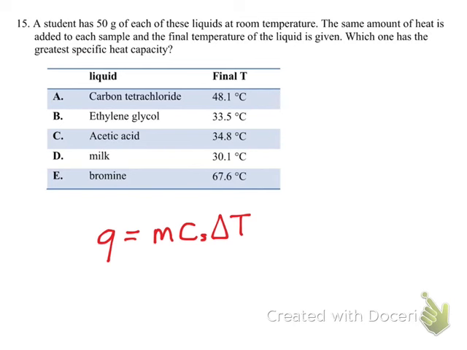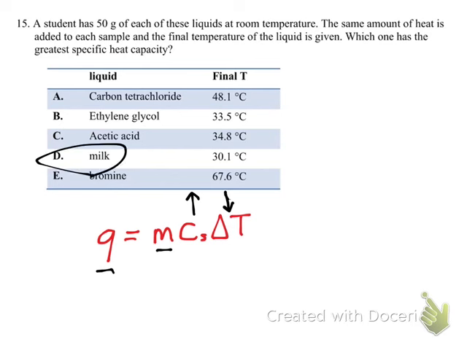What this relationship also shows us is that if the amount of heat added is constant amongst different things, and the masses are the same amongst these different substances, the greater the specific heat is going to be, the smaller the change in temperature is going to be. So, whichever one changed the least, whichever one became the least hot, is going to be the one with the greatest specific heat capacity, which in this case is the milk.